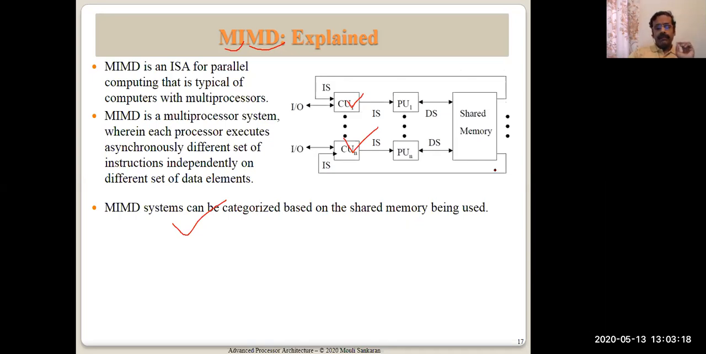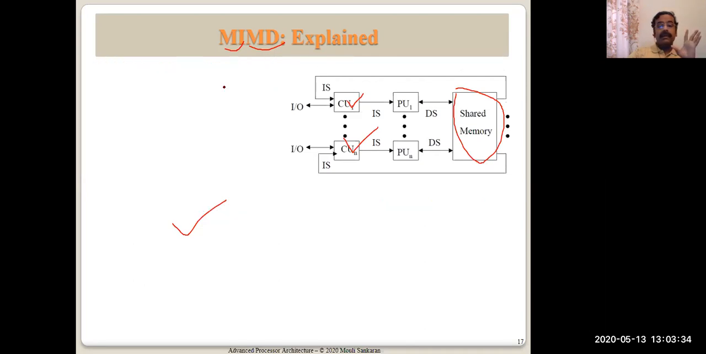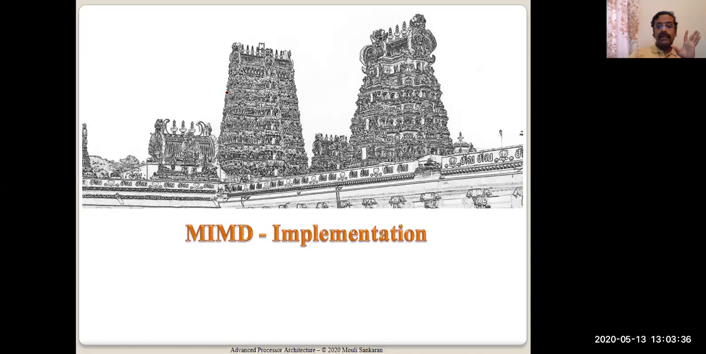Now, let me give you some more concepts here. Here we are using shared memory. We used shared memory earlier also in the SIMD case, wherein different instructions were, what did I say? Where did I use it? One second, I'm going back.